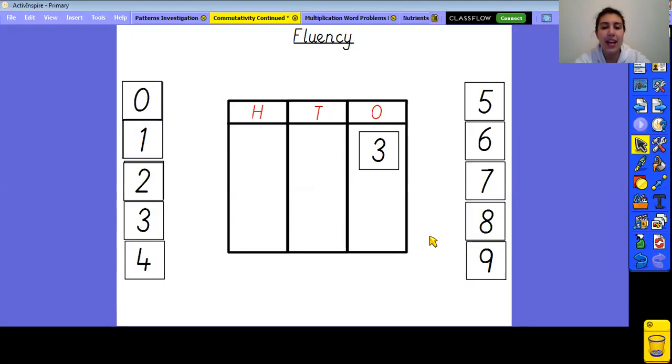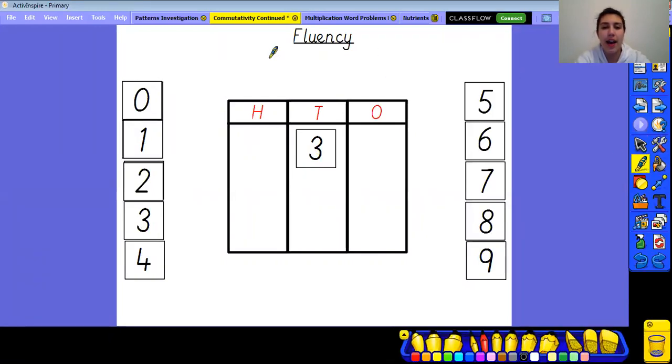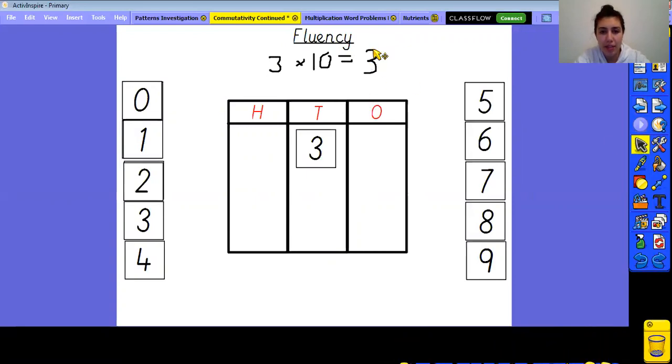And as that gets 10 times bigger, what happens is it moves from the ones column into the tens column. So when a digit gets 10 times bigger, it moves from the ones column into my tens column. But if I write that 3 times by 10 equals 3, that's not right, because that 3 by itself is still a single digit, and that's not showing me that that 3 is in my tens column.